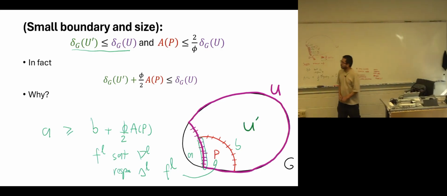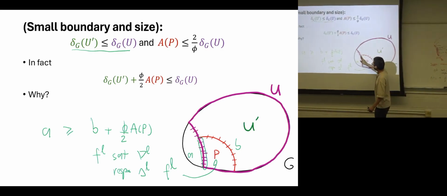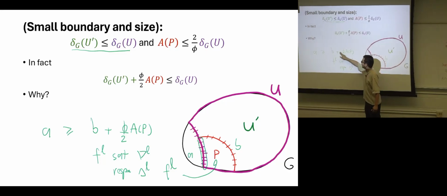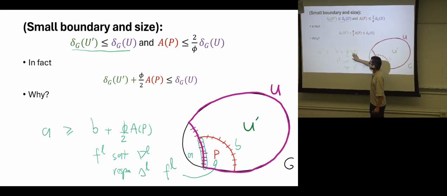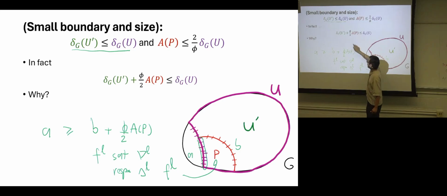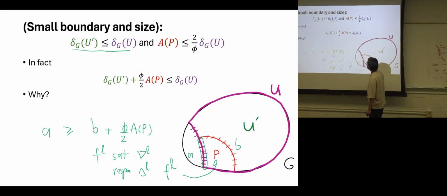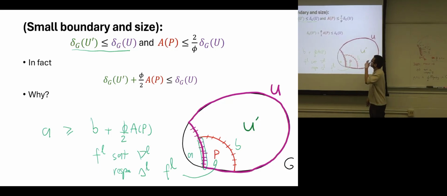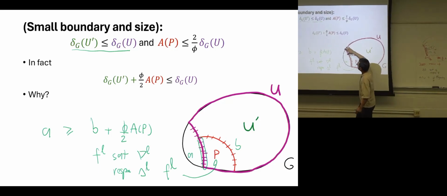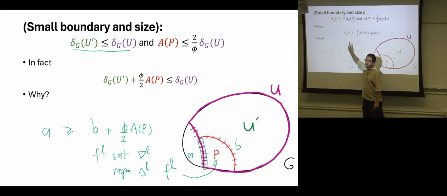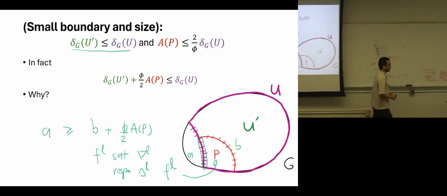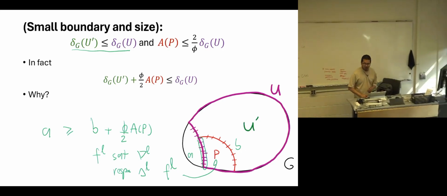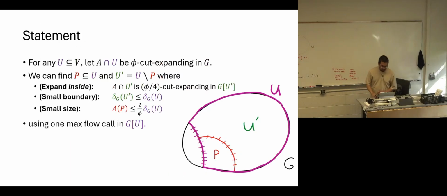Okay. But if this A is bigger than this B plus phi over 2 AP, then you get this one, because this part is just the same for both. Like this part contributes to both the boundary of U and the boundary of U prime. So we get how to do trimming.